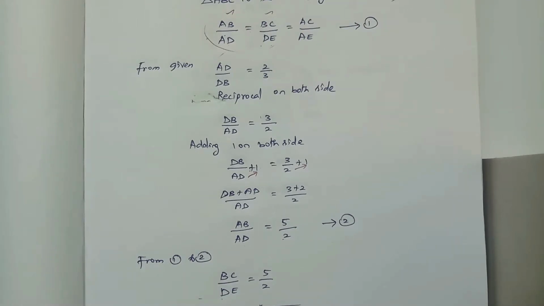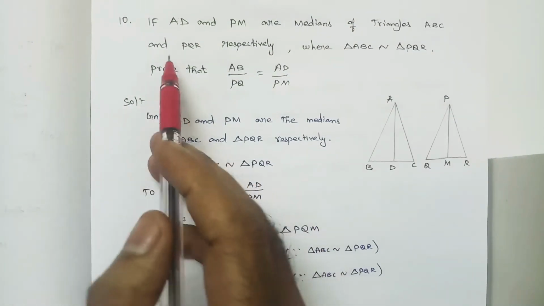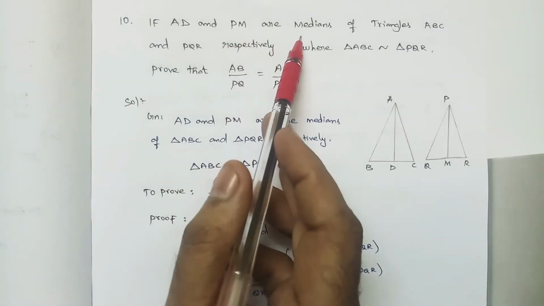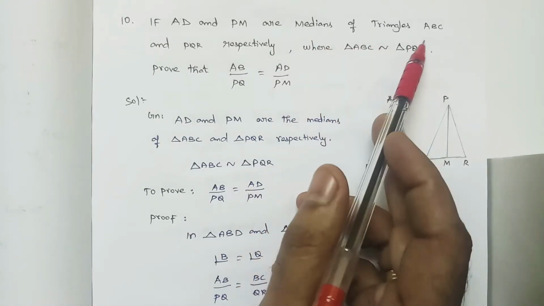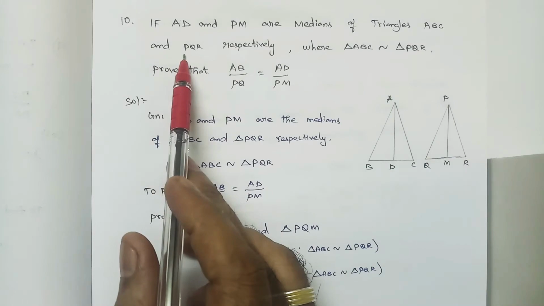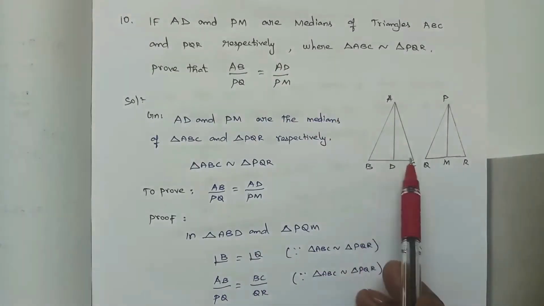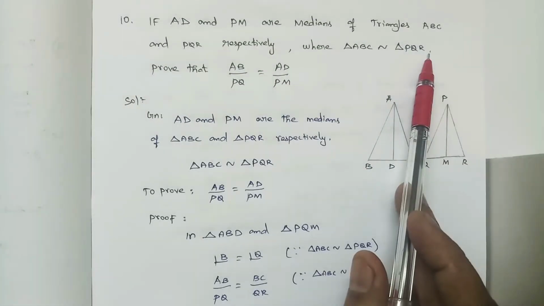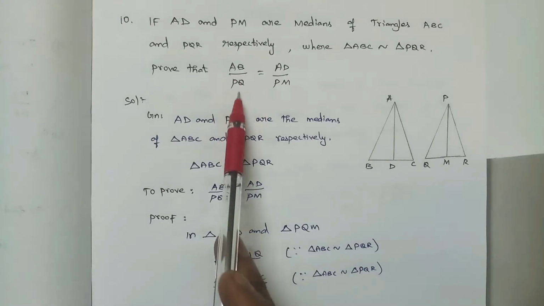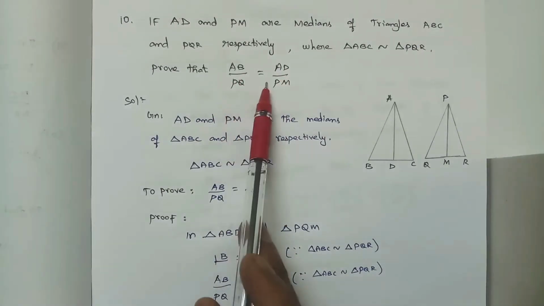Next, sum number 10, the last sum of this concept. If AD and PM are medians of triangle ABC and triangle PQR respectively, where triangle ABC is similar to triangle PQR, prove that AB by PQ is equal to AD by PM.